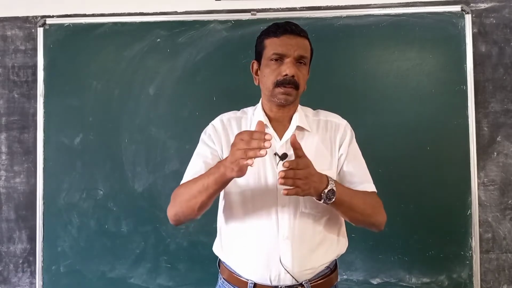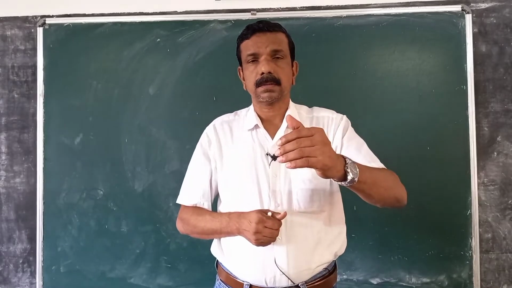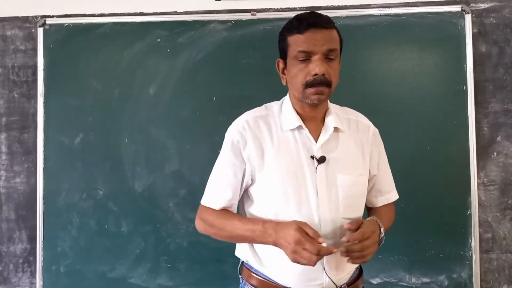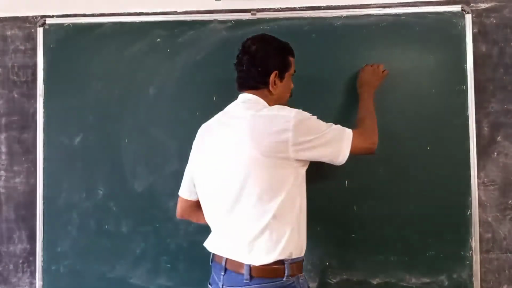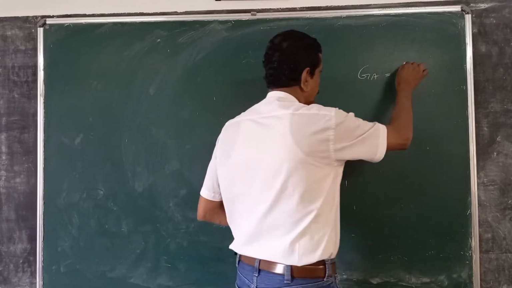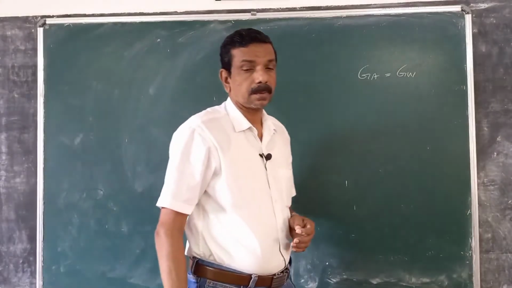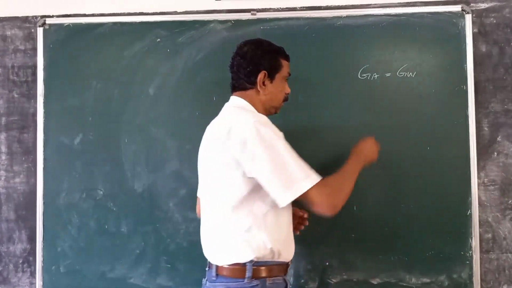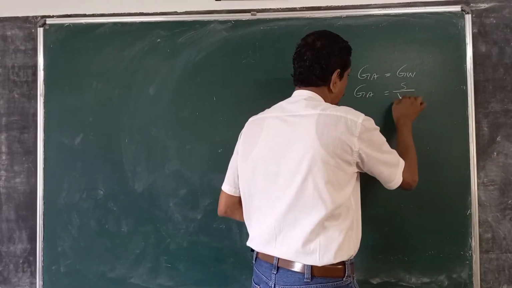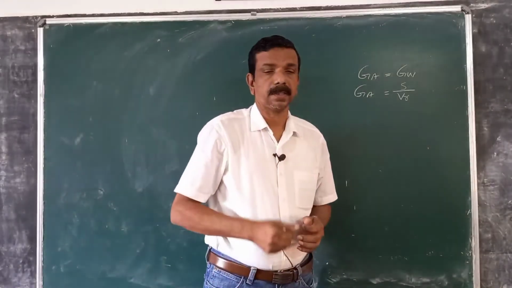Now, as we have discussed earlier, Harrod's steady state equilibrium growth is given as GA is equal to GW. Steady state equilibrium growth requires that GA is equal to GW or GA is equal to S by VR.